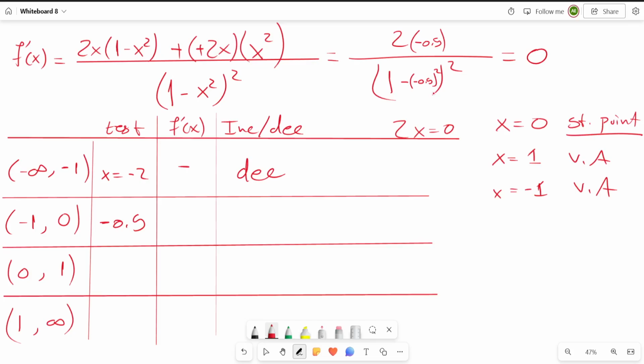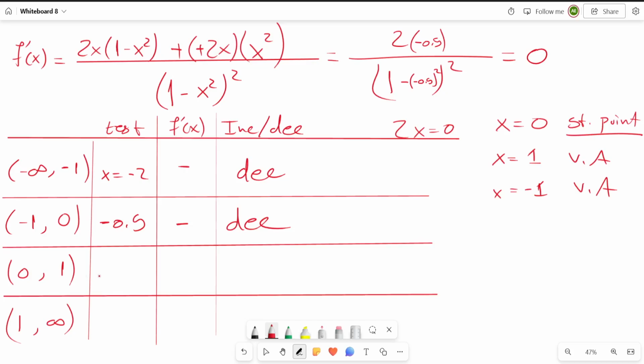So putting that in the calculator is going to give me a negative answer. So this part is also decreasing, and I expect to have a change over here because 0 is a critical point. So in the interval before 0, I'm going to have a certain sign of f dash of x, and in the interval after 0, I'm expecting a different sign.